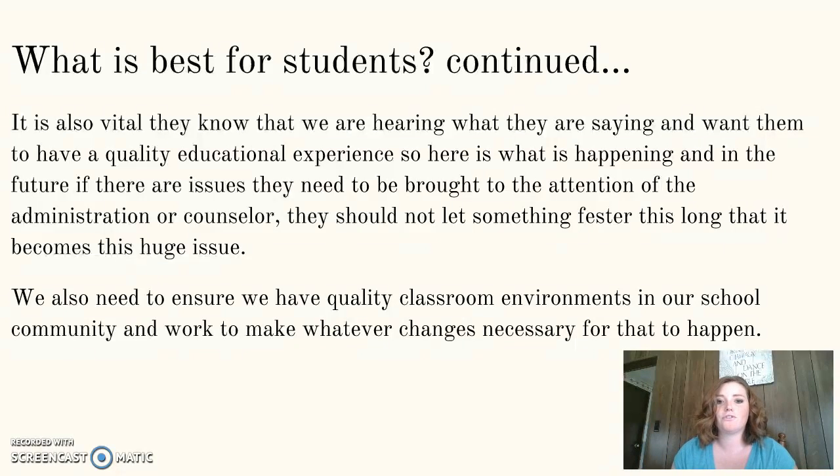We also need to ensure that we have quality classroom environments in our school community and work to make whatever changes necessary for that to happen, whether it's mentoring, increased observations. Something obviously needs to be done in that classroom to improve that quality of education.